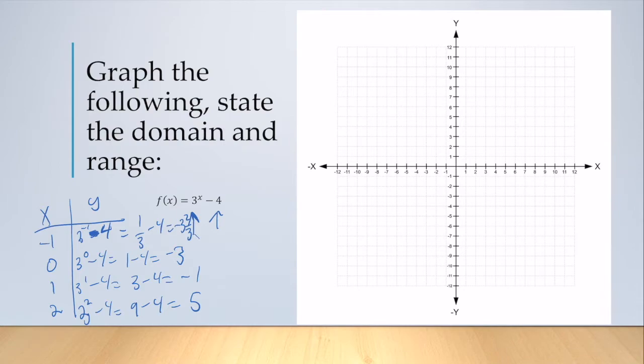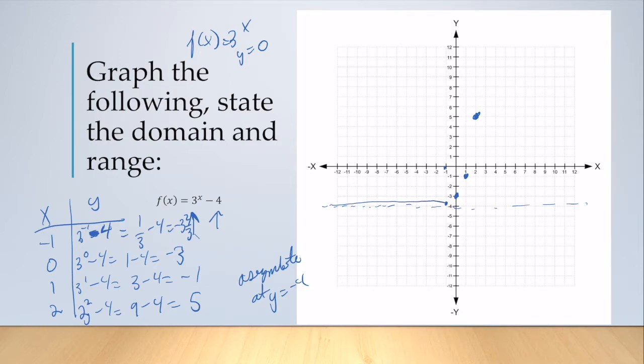So now I have some points that I can plot. So I have when x is negative 1, y is negative 3 2/3. When x is 0, y is negative 3. When x is 1, y is negative 1. And when x is 2, y is 5. I'm going to have a new asymptote here because my graph originally had an asymptote if I had 3 to the x. This graph would have an asymptote at y equals 0. Now I have an asymptote at y equals negative 4 because my graph was shifted down 4. Here's our asymptote. So this is my graph of my exponential function. My domain is all real numbers. My range goes from negative 4 to positive infinity.